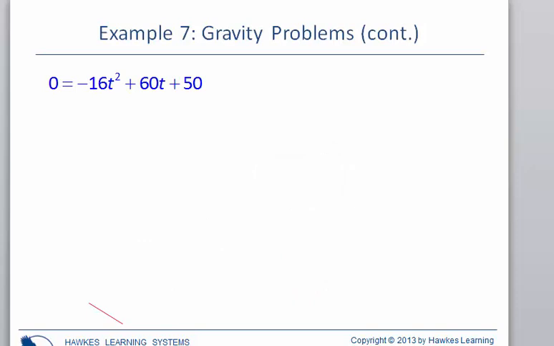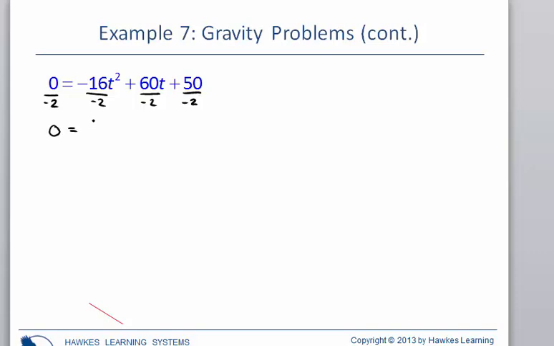Now, because of the numbers in this formula, it's unlikely that we're going to be able to factor it, although you could try. Perhaps the easiest approach is to simplify the calculation by dividing both sides of the equation by -2. And I chose -2 because negative 16, 60, and 50 are all divisible by 2. So I'm going to divide each term of this equation by -2. This is not absolutely necessary, but it'll make the calculation easier.